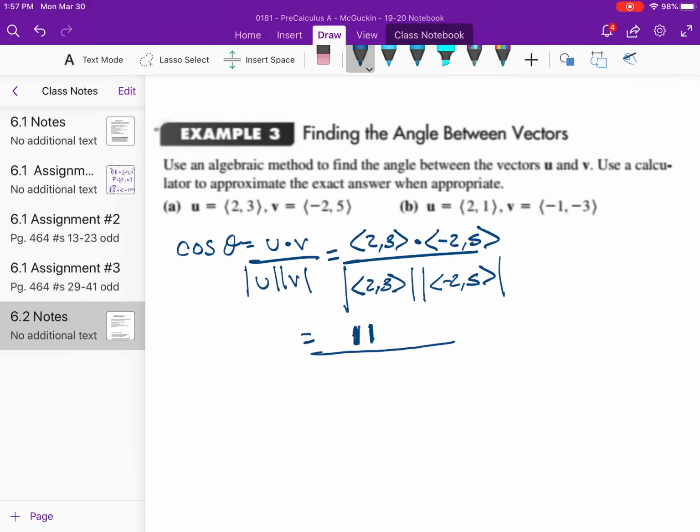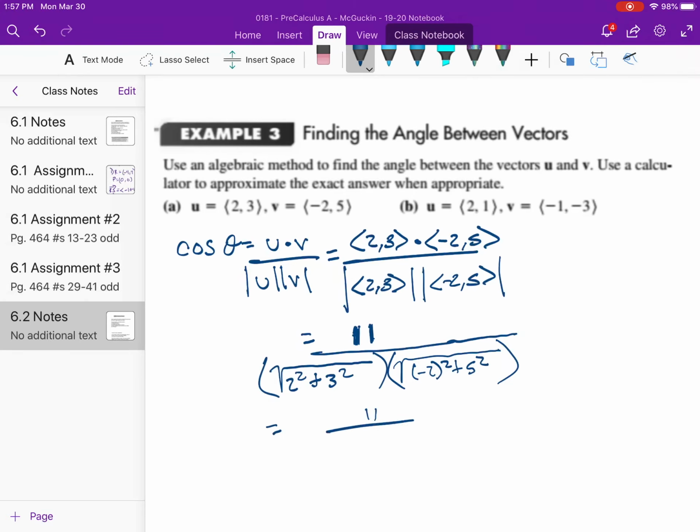Now for our magnitude, remember our magnitude is the square root of the x component squared plus the y component squared. So for this first example, I'll take the long way and show you the full magnitude. So we have 2 squared plus 3 squared, -2 squared plus 5 squared. So we get 11 over the square root of 13 times the square root of 29.